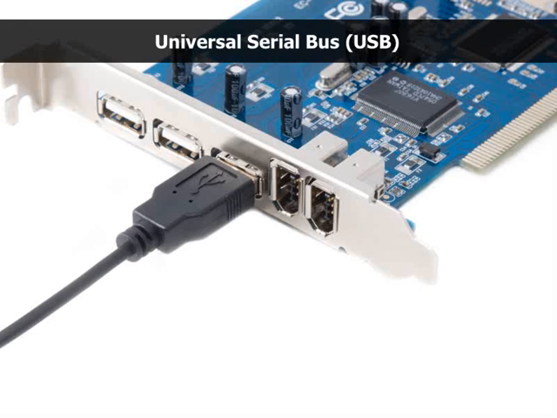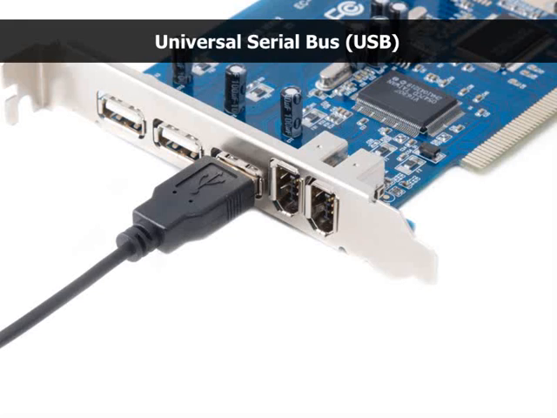Now, there are different versions of USB as follows. You have USB 1.0, which is 12 megabits per second. USB 2.0, which has a capability of 480 megabits per second. And USB 3.0, which is 5 gigabits per second. Now, USB has a couple of interesting characteristics.